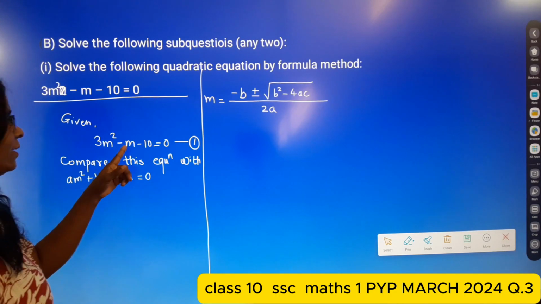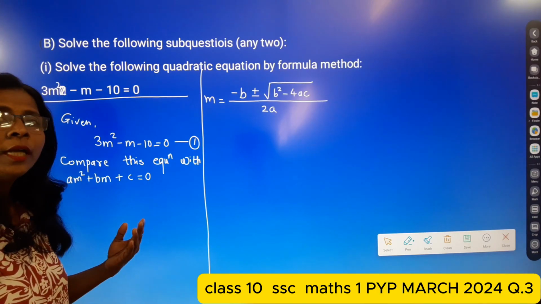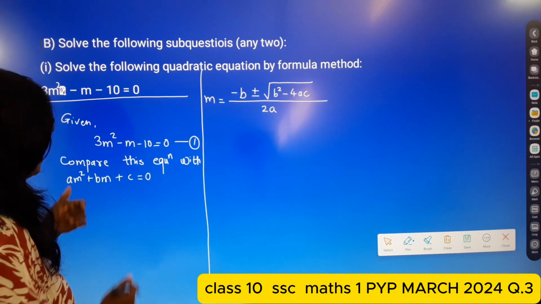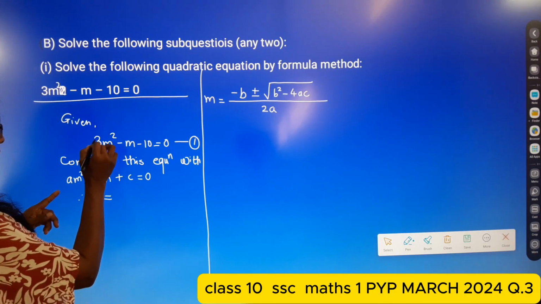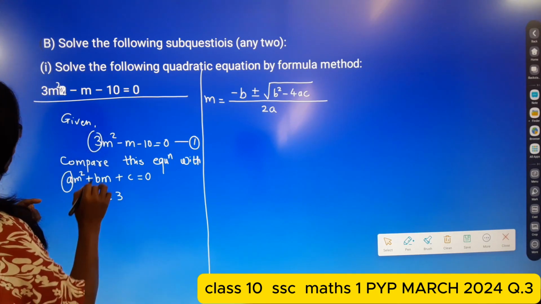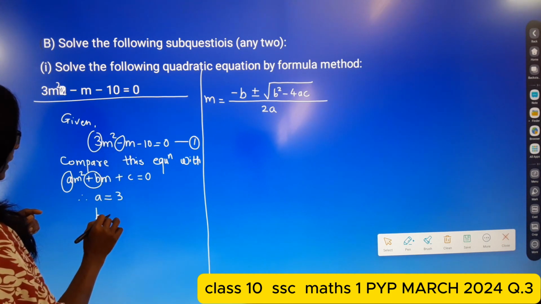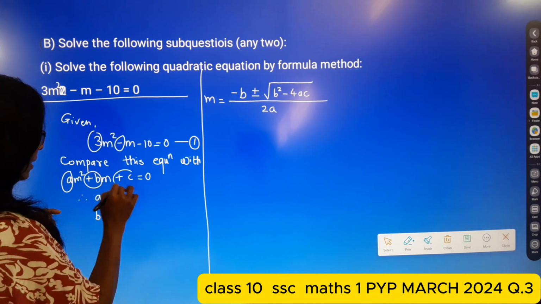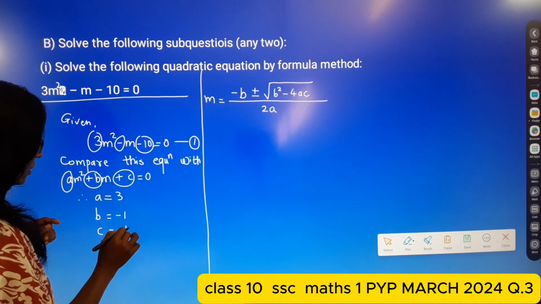Now here, student, there is an m variable in the given quadratic equation, so I write the general form in the m form: am square plus bm plus c. Therefore, comparing, at the place of a here is 3, so a is equal to 3. At the place of b there is minus 1, so b is equal to minus 1. And at the place of c here it is minus 10, so c is equal to minus 10.